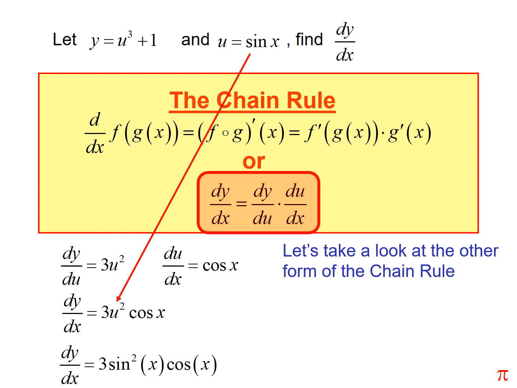And you can see that this really is the same thing as f of g of x. Our original function, if we actually put this all together, would be y equals sine cubed of x plus 1, and we could have used that upper rule as well. It would result in the exact same thing.